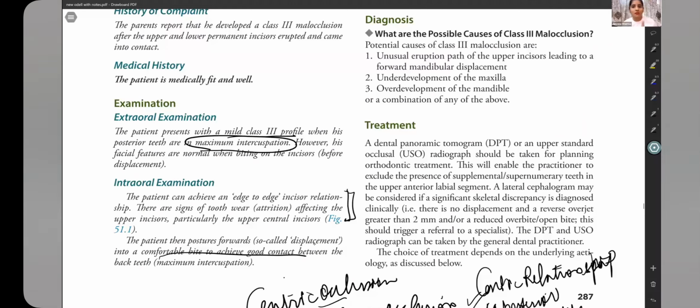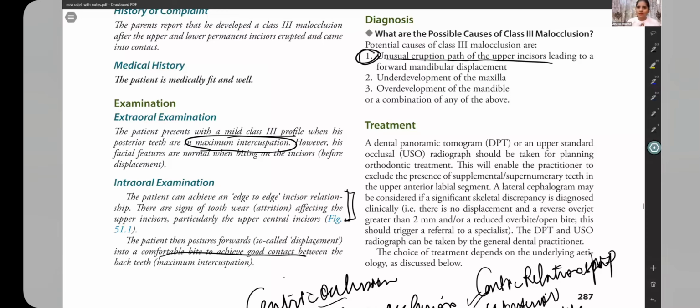The potential causes of class 3 malocclusion: one is an unusual eruption path of the upper incisors, which leads to a forward mandibular displacement. This is your pseudo class 3, where the upper incisors were retroclined, palatally erupted, and interfering with the complete intercuspation at centric relation. Due to forward mandibular displacement, the patient is able to achieve maximal intercuspation, so he's habitually biting into a displaced position of the mandible. So neither was his maxilla deficient, nor did he have an abnormally large mandible. Right? There was no skeletal cause to this class 3. It's a habitual class 3 because of mandibular displacement, because occlusal interferences did not allow maximal intercuspation at retruded contact position. Does that make sense for everyone?